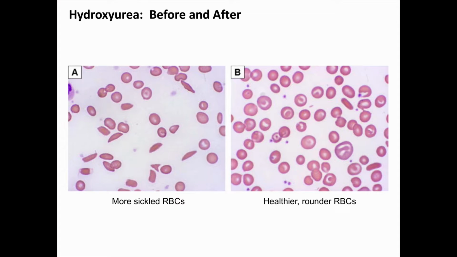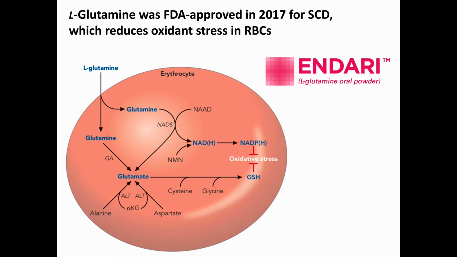Here are some micrographs showing the effects of hydroxyurea treatment in sickle cell disease. Before treatment, on the left, we see more sickled RBCs. With treatment on the right, there are fewer deformed sickled cells, and the RBCs look rounder and healthier. In 2017, the FDA approved L-glutamine in the treatment of sickle cell disease, which was the first new drug approved since hydroxyurea 20 years earlier in 1997.